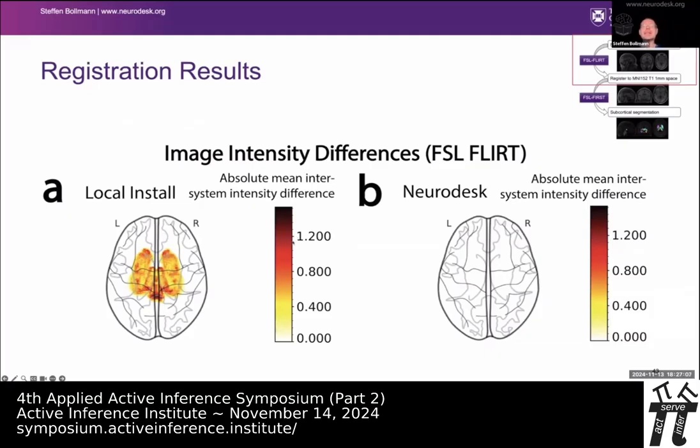We basically see that the intensity of a voxel is up to one integer value different. This is small because when you think about it, the images are usually 0 to 1024. So a change of 1 doesn't matter much, but still it's a change and it shouldn't be there. The cool thing is when we run this in NeuroDesk, where we control the glibc version, this effect is not there.